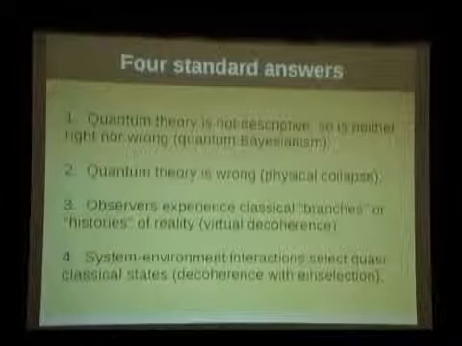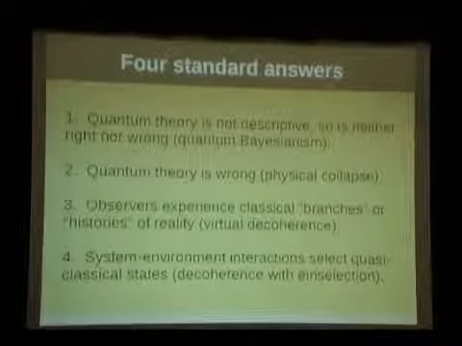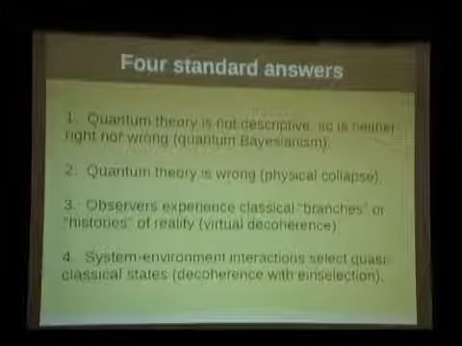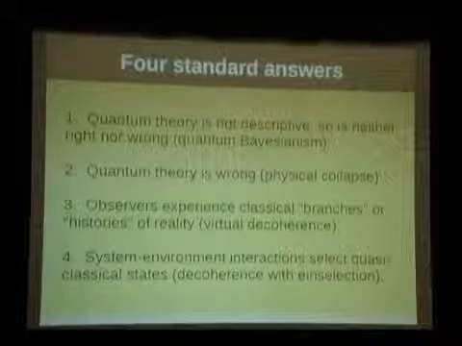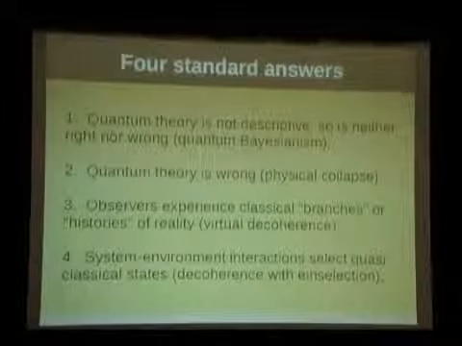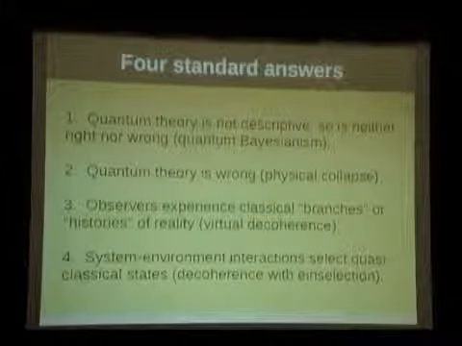So another option is that quantum theory is wrong. And I want to dwell on this a bit because all approaches that postulate a real physical collapse are approaches that say quantum theory is wrong. So, for example, if Penrose is right or Stapp is right about quantum theory, then quantum theory is wrong.